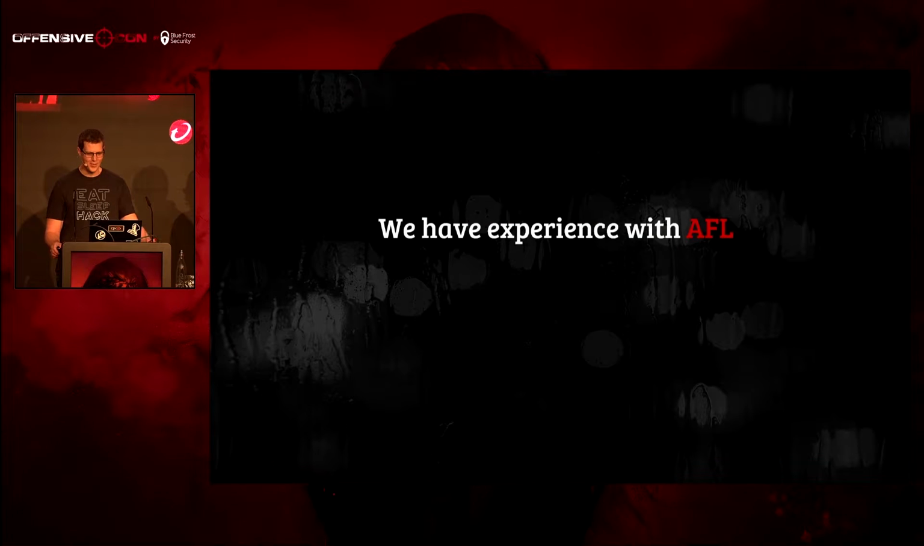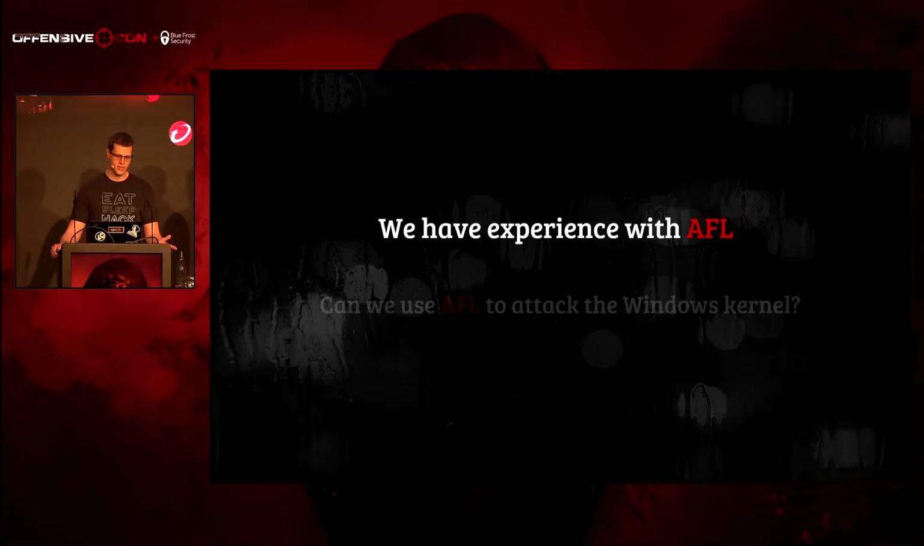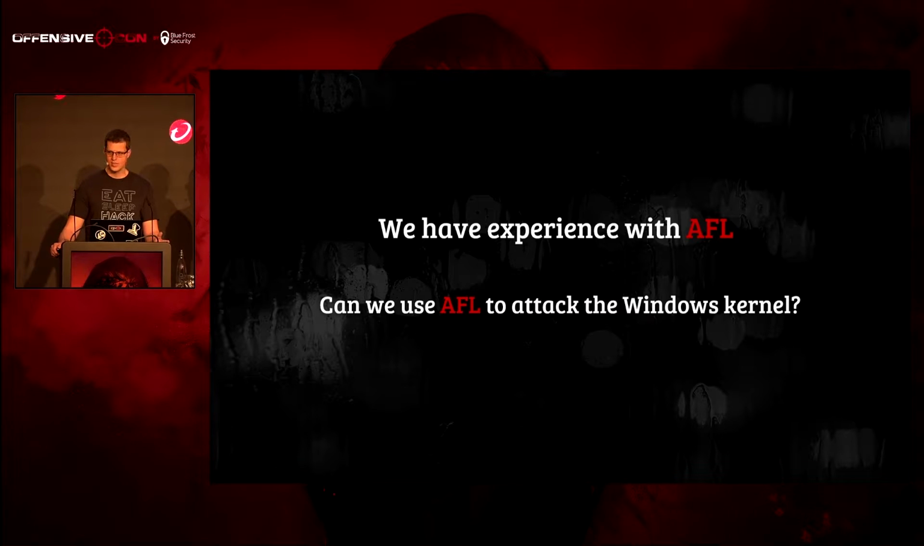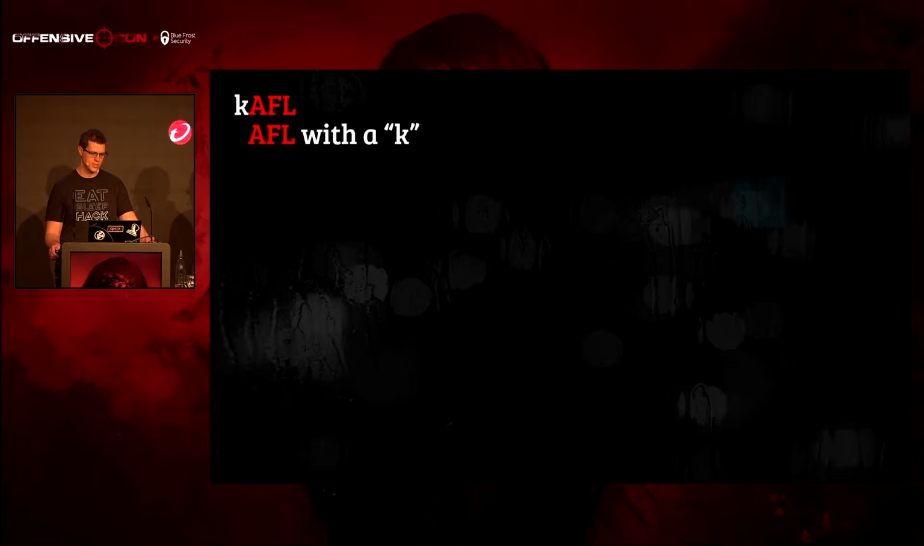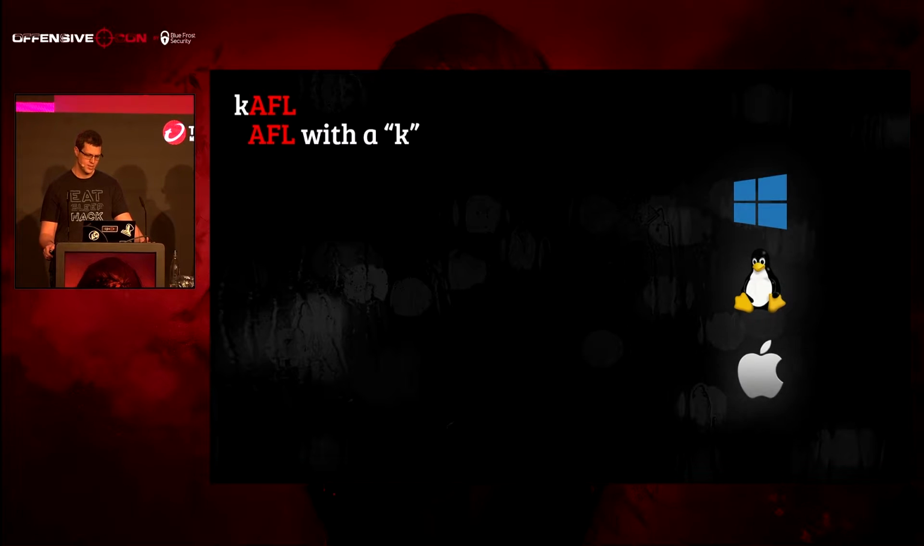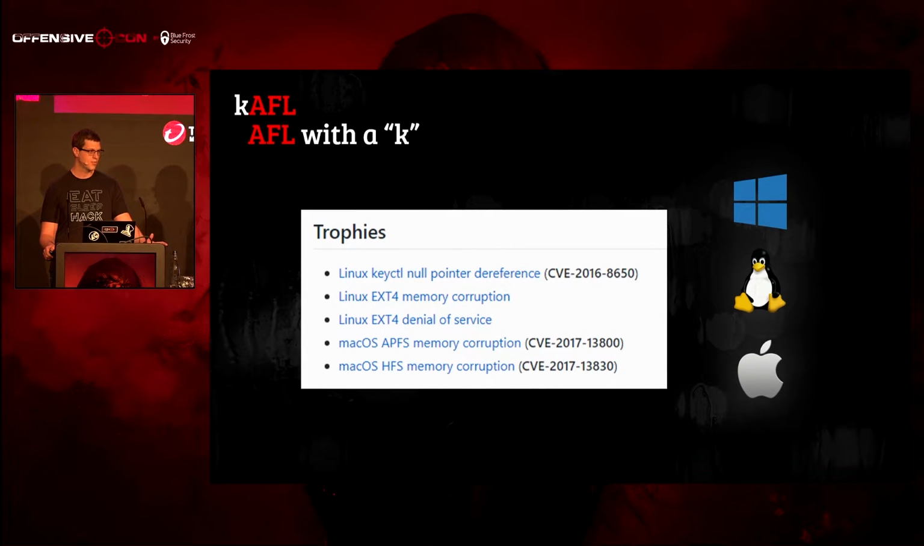So anyway, we were at the beginning of the research, and we said to ourselves, we have a lot of experience with AFL. Can we use AFL to attack the Windows kernel? And the answer is pretty surprisingly, not unsurprisingly, yes. There's KFL, which is AFL with a K. And K stands for kernel. So KFL is a research fuzzer from the Bochum University that leverages AFL-style fuzzing for attacking Windows OS kernels. It supports Windows, Linux, and Mac OS, and it was used to find real bugs in real software, which is what we want.